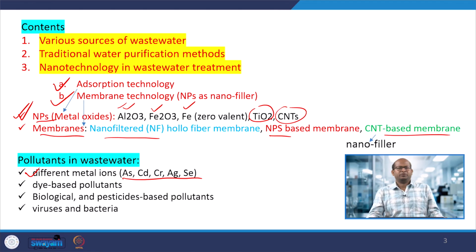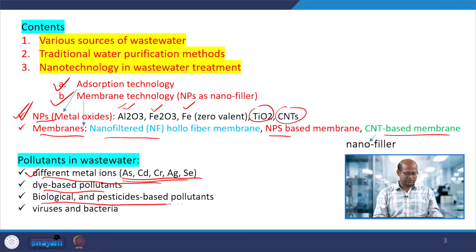Therefore, if we want to take pure and good drinking water, then with the help of nanotechnology we have to separate those ions to get good treated water. Also dye based pollutants may be present in wastewater, and we have to separate them out. We can separate them by adsorption, or maybe decompose those materials with the help of nanomaterials that act as a catalyst.